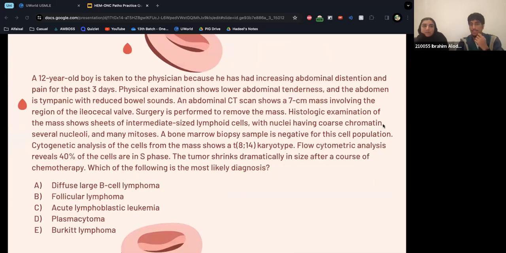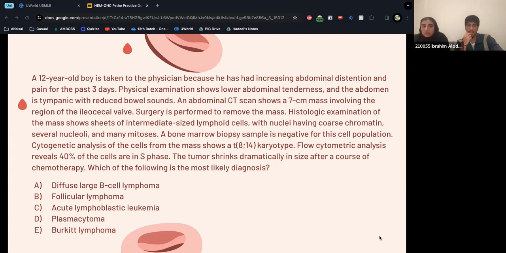Okay, a 12-year-old boy is taken to the physician because he has had increasing abdominal distension and pain for the past 3 days. Physical examination shows lower abdominal tenderness, and the abdomen is tympanic with reduced bowel sounds. A CT scan shows a 7-centimeter mass involving the region of the ileocecal valve. Surgery is performed to remove the mass.